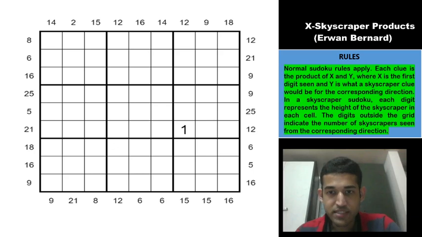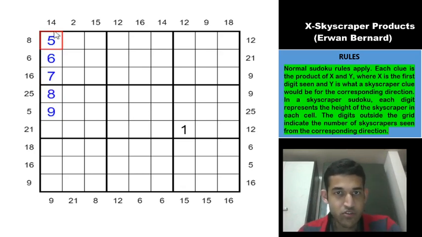Now how a skyscraper clue works is, you can see in the second paragraph, in a skyscraper Sudoku, each digit represents the height of the skyscraper in each cell. The digits outside the grid indicate the number of skyscrapers seen from the corresponding direction. So this is how a skyscraper Sudoku works. For example, just for instance, assume that this is how the digits are. If you look from this direction, you can see a building of height 5 and 6 will be of height 6, which will be more than 5. So you can see 6 and you also can see 7, 8 and 9. So you will see a total of 5 buildings when looking from this direction.